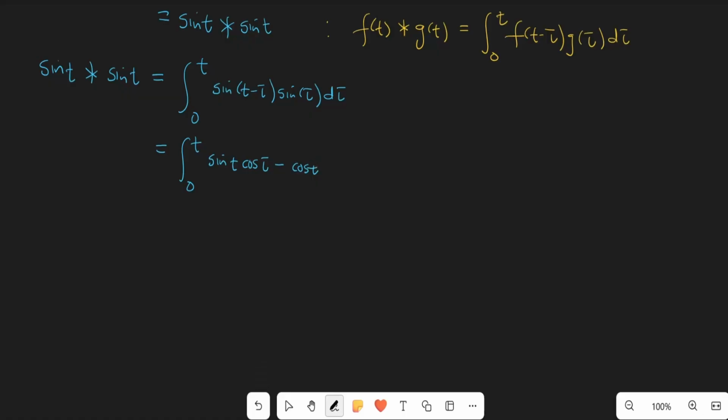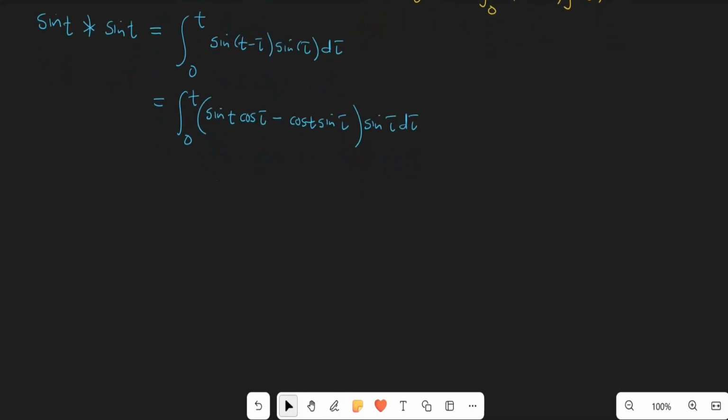Cosine of t, and then sine of tau, like this. And this is multiplied by sine of tau and then d tau. This is sine of t convoluted with sine of t. So sine of t convoluted with sine of t, this is equal to, let's distribute in with sine of tau.